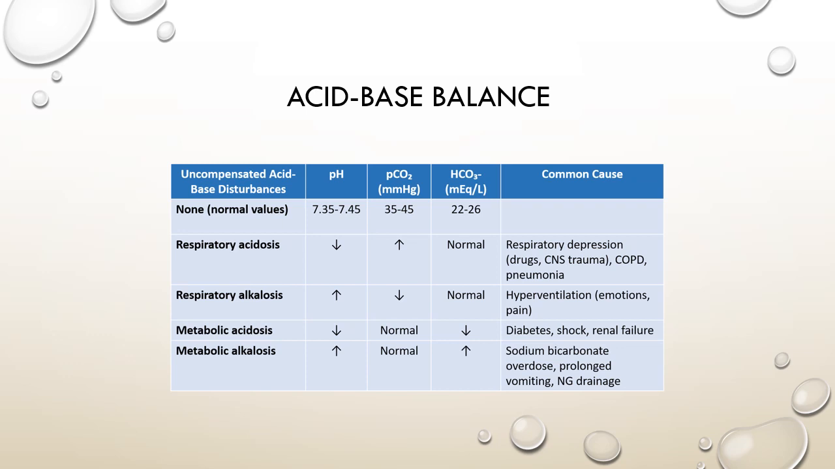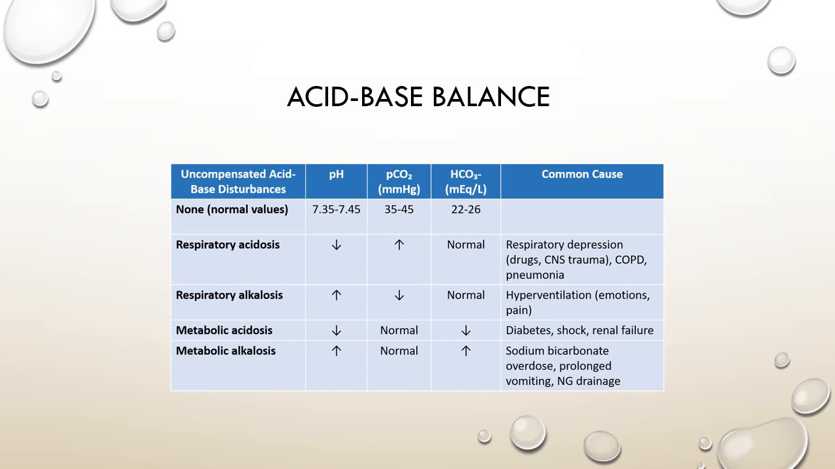Okay, so let's look at a blood gas. The first thing we want to look at is the pH, and we want to determine, is it normal, is it high, or is it low? If it's low, the patient has acidosis, and if it's high, the patient has alkalosis. Then we want to try to figure out why.